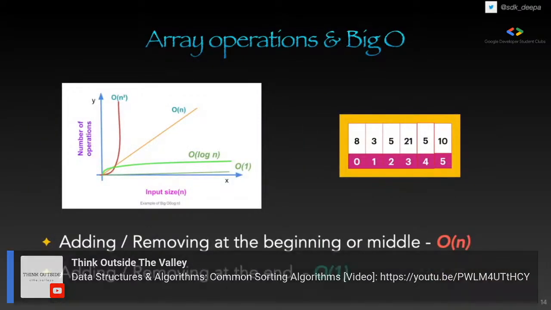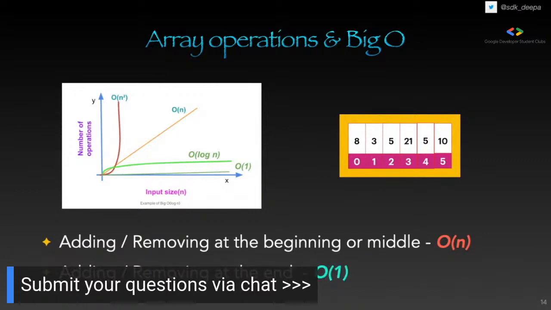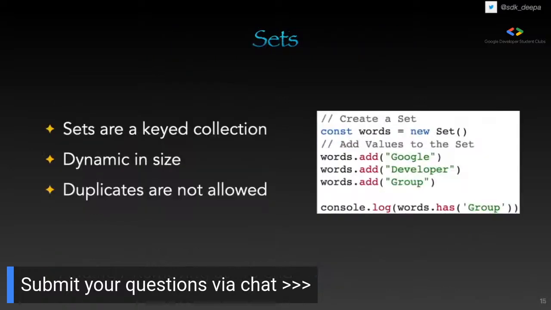So now moving on to how this connects with Big O. When you add or remove an element from the beginning or middle, it's going to be in linear time. But when you add or remove at the end, it's going to be constant time. So arrays are efficient when you are doing operations that are O of 1. It also depends on the input size. So now let's move on to sets.